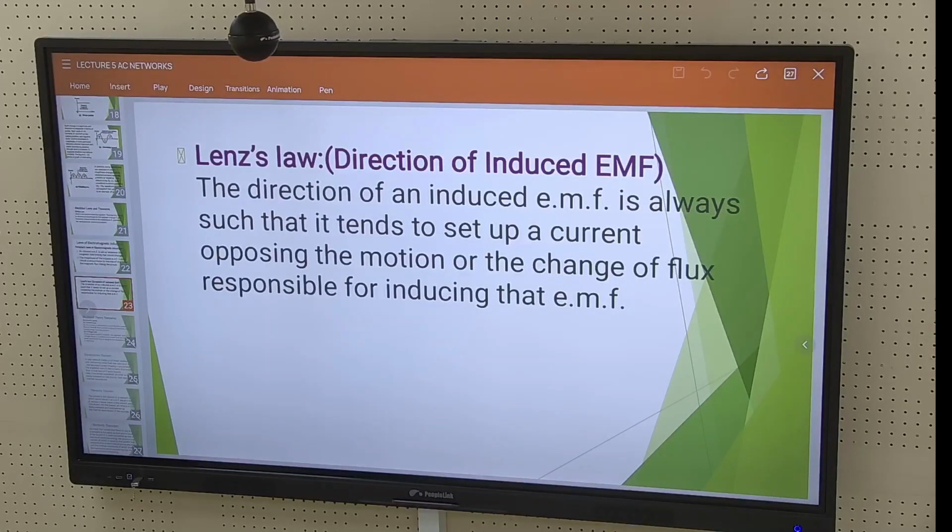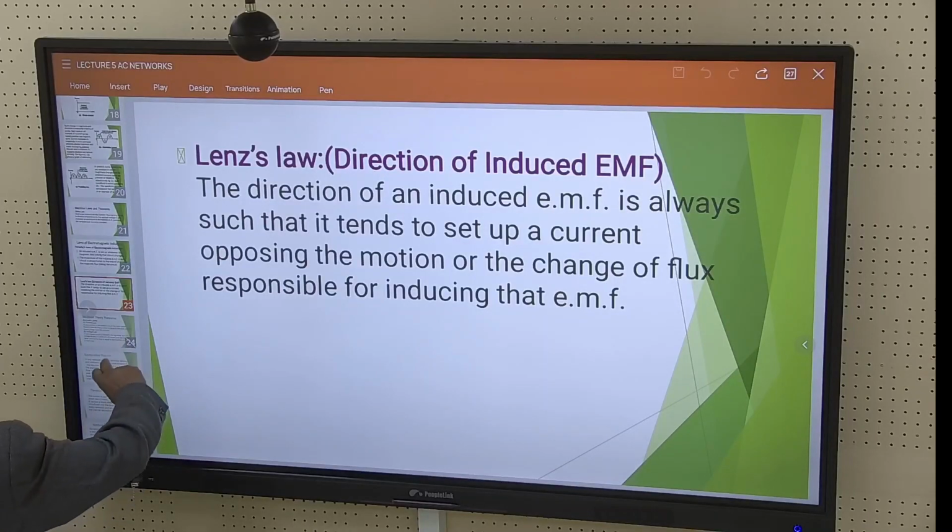Another law is Lenz's law. The direction of an induced EMF is always such that it tends to set up a current opposing the motion or change of the flux responsible for inducing that EMF. This is Lenz's law.